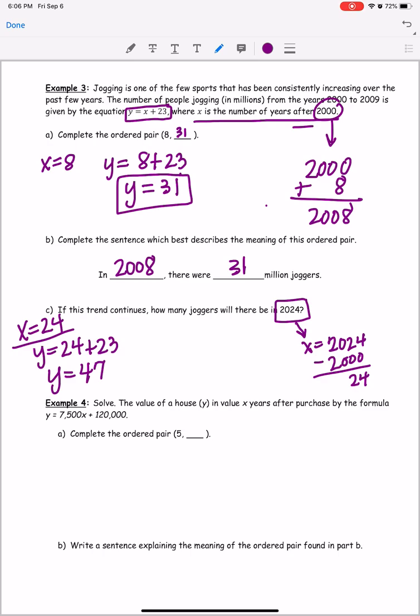In general, word problems require a word solution. So how many joggers will there be in 2024? In 2024, there will be 47 million joggers.